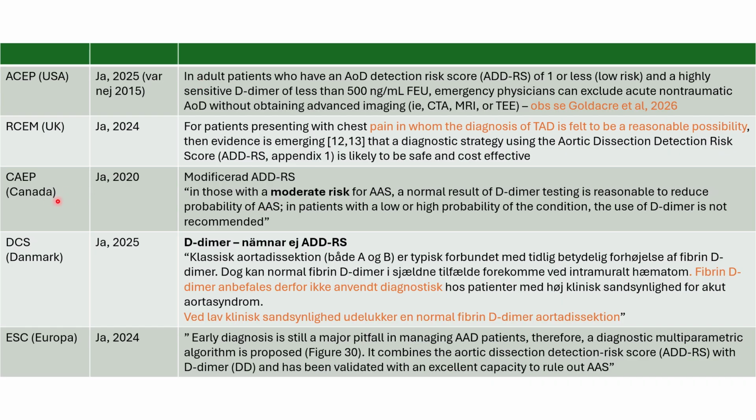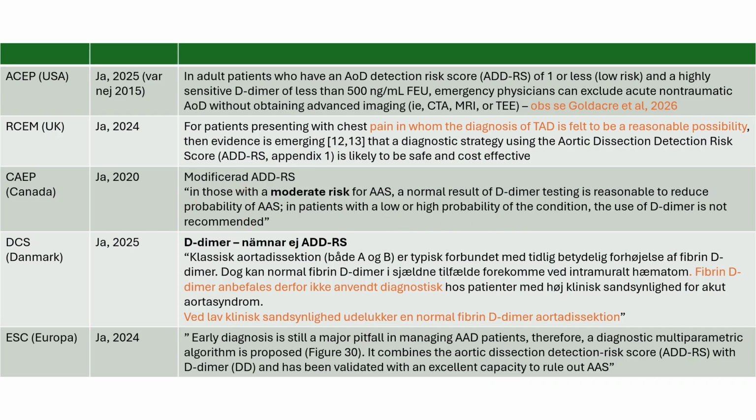Then there's the Canadian one. This is the early adopter from 2020. I'll show you their algorithm soon. In those with a moderate risk for AAS, a normal result of a D-dimer test is reasonable to reduce probability of AAS. In patients with a low or high probability of the condition, the use of D-dimer is not recommended. So they were more aggressive.